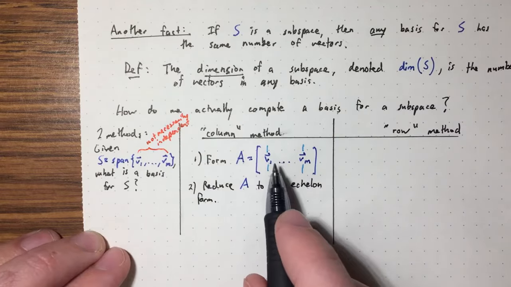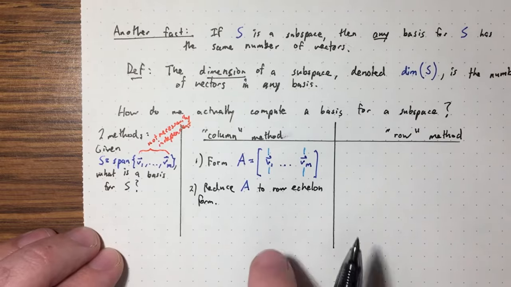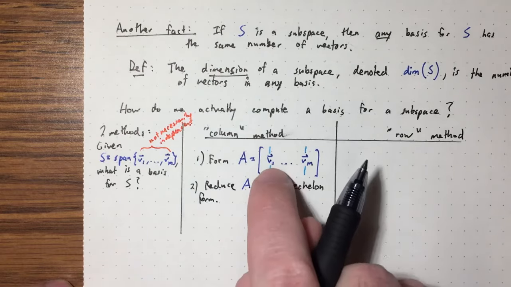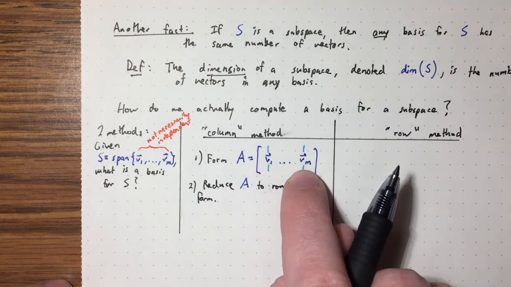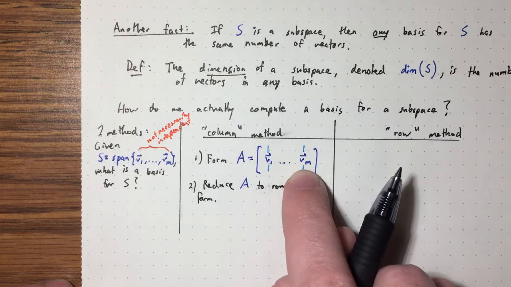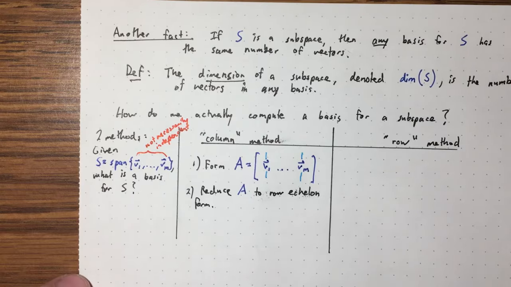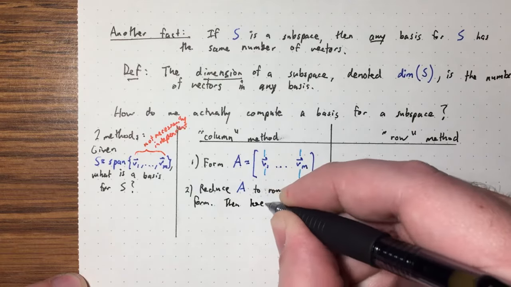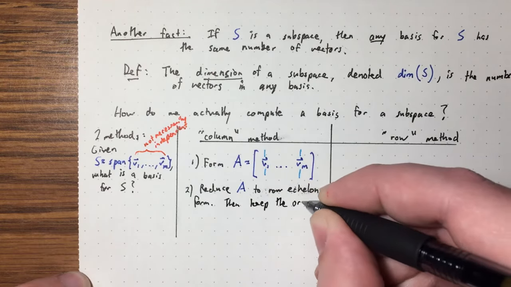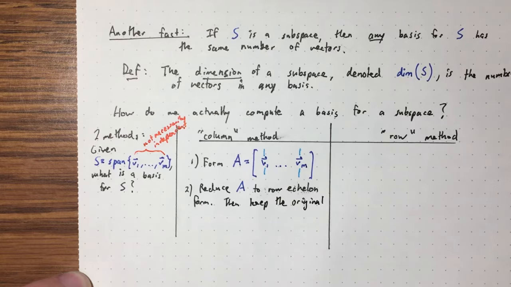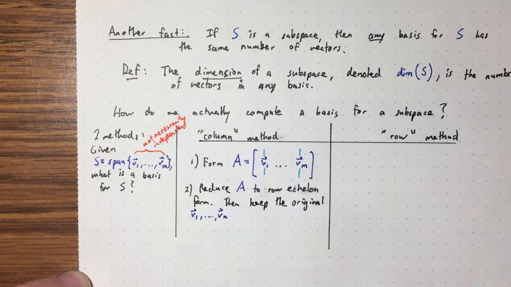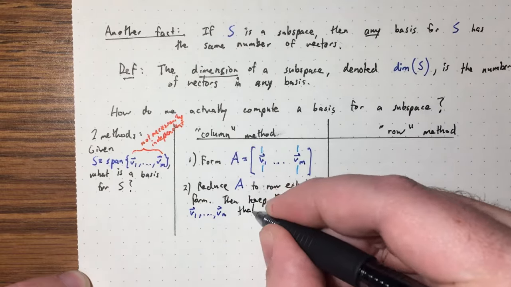Then what are we going to do? We're going to look to see where the pivot columns are, which columns have the pivots. And then we're going to select the original vectors v1 up through vm that correspond to pivot columns. So reduce to row echelon form, and then I want to keep the original vectors v1 up to vm that correspond to pivot columns.